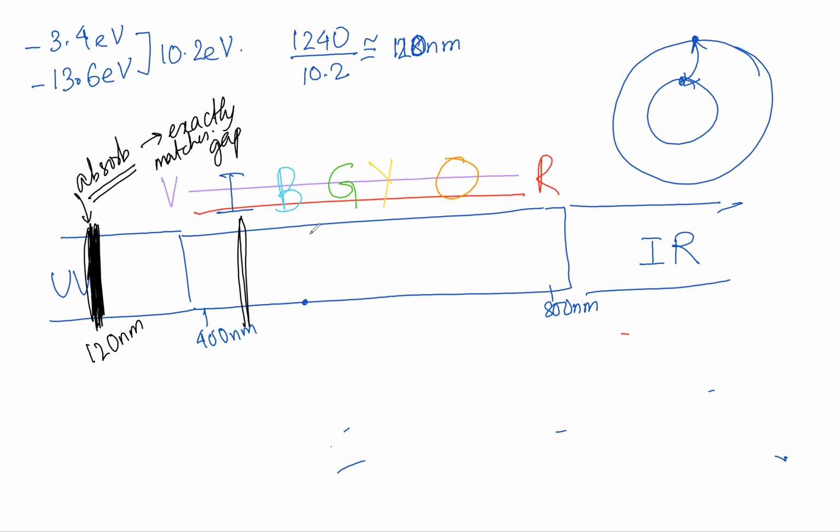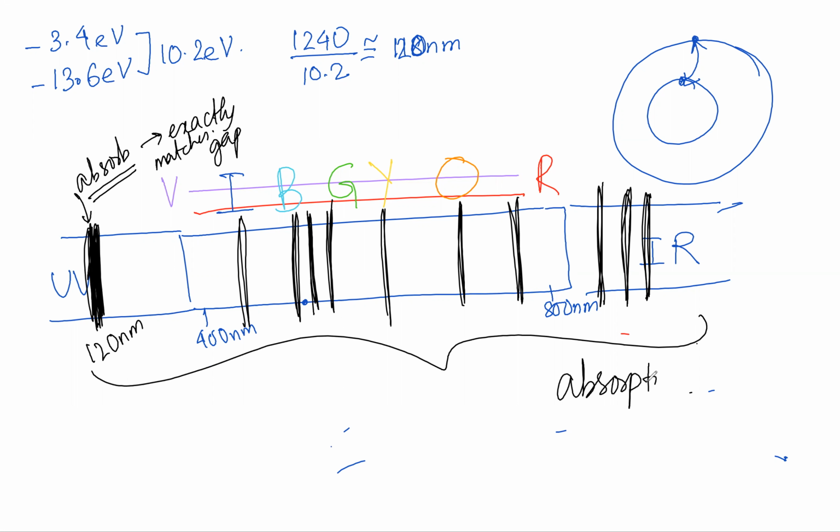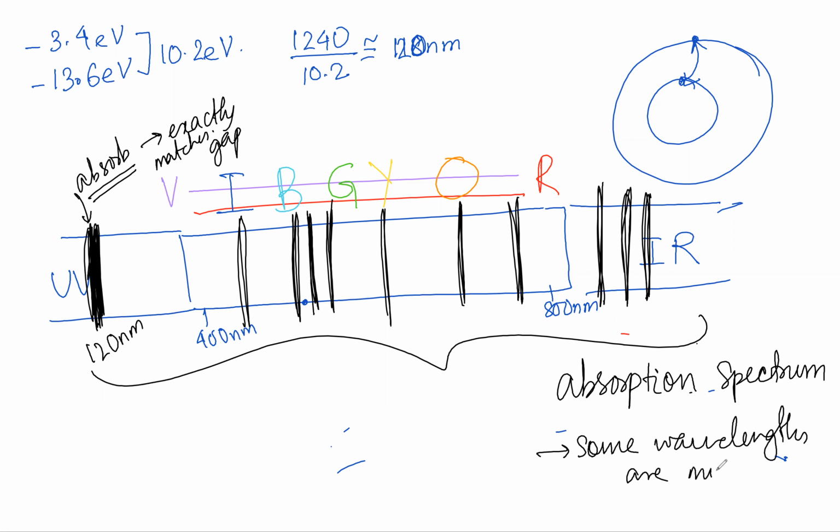So whenever you pass visible light, or any kind of electromagnetic waves, through an atom, certain wavelengths are going to get absorbed. Depending upon the kind of atom that you have, certain wavelengths are going to get absorbed. So this kind of thing is called an absorption spectrum. Some of the wavelengths in an absorption spectrum are missing. So if somebody asks you which wavelengths are missing, the wavelengths that exactly match the energy gap between two orbitals are going to be missing in the case of an absorption spectrum.